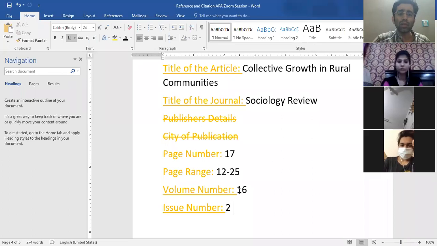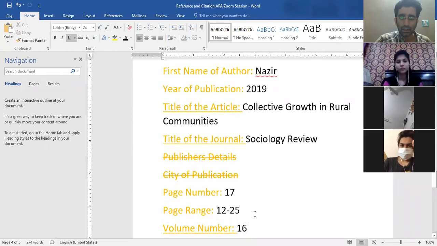You do not need to worry much at this stage about the technical details behind them. All you need to do is take note of them. They are given on the very first page. And then you see an extra detail, that is page range. Page range means the range of page numbers on which the specific article you are consulting is located in that journal. For example, you are using this article, Collective Growth in Rural Communities.